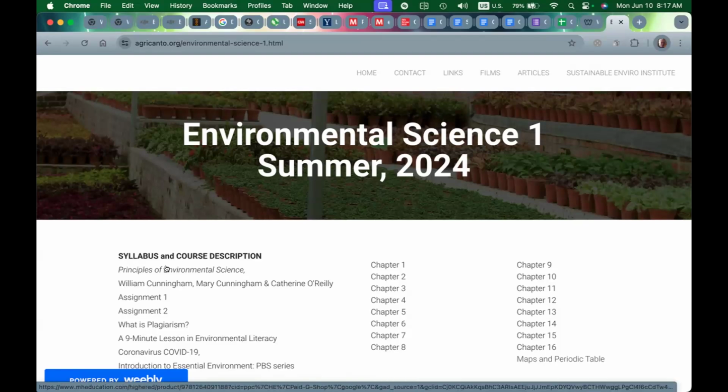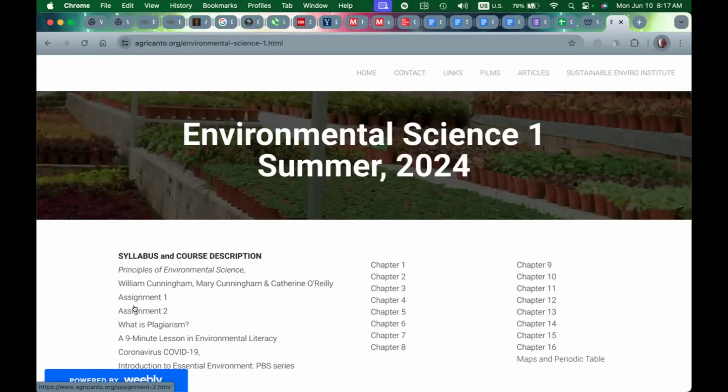Then there's a link to the book itself, which is what we were looking at in the previous window, from McGraw-Hill. And then assignments 1 and 2 are described here. We won't have to go to them until we get there. But there are entire pages on Weebly that describe and help you through these assignments.